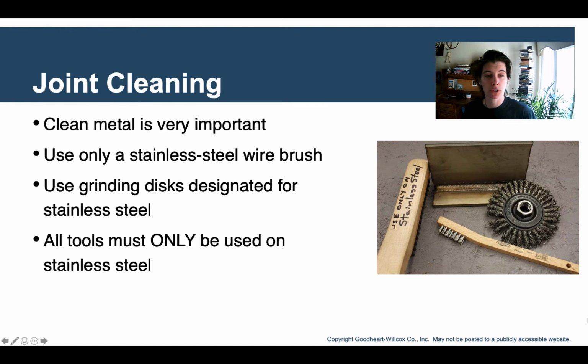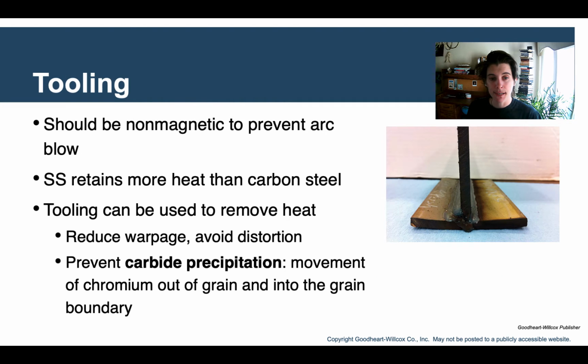So you have to make sure you have tools only for stainless steel, and you keep them only for stainless steel. You'd want to keep them separate from your other tools in some kind of sealed container, preferably. So again, they're not sitting out and collecting the dust from grinding and stuff of carbon steels. Stainless is very picky. Tooling in general should be non-magnetic to prevent arc blow. It's another problem that's more of an issue with stainless steel, the arc wanting to wander around.